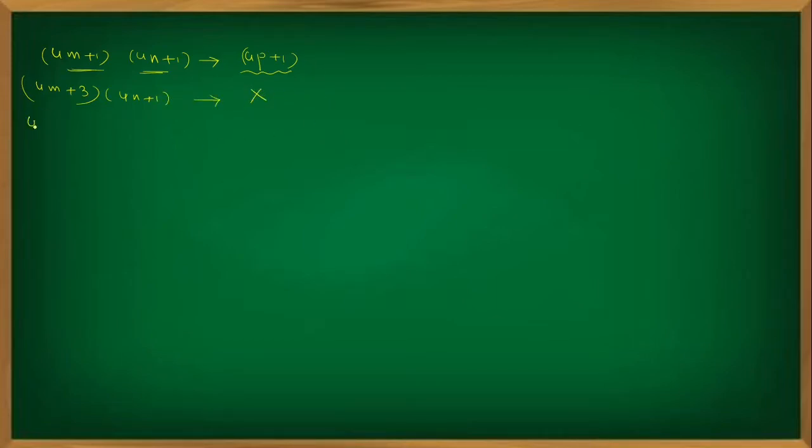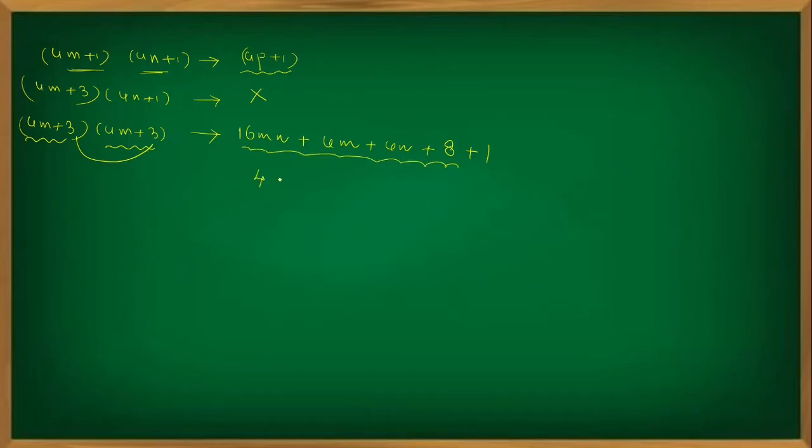But now you see, if you take 4m plus 3 and another which is again 4n plus 3, then what will happen? Whenever you take two divisors of the form 4m plus 3, what will happen? Let's see. 16mn plus 12m plus 12n plus 9 you will get. 3 times 3 is 9, and 9 I will write as 8 plus 1. Now can you see, this is again a multiple of 4, plus 1.